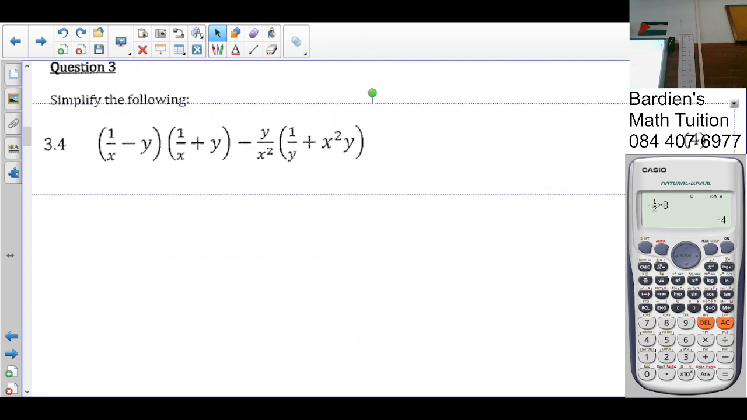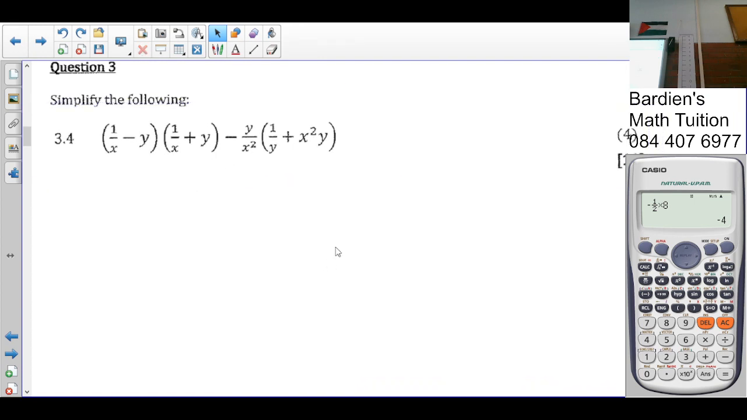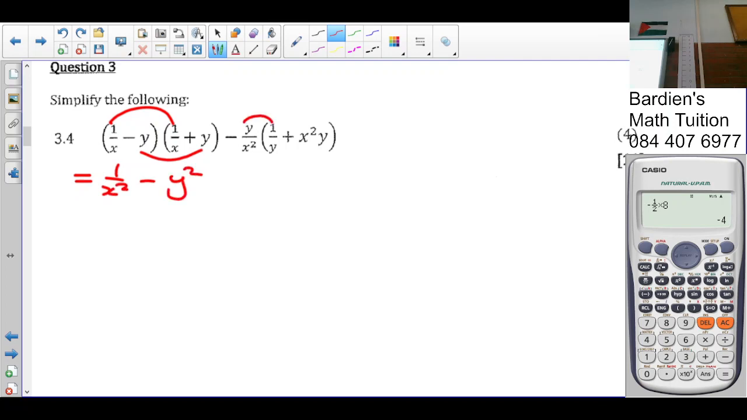Right, 3.4 for 4 marks, simplify. No common factor there. So, just get rid of the brackets. This is a conjugate pair. So you multiply the first and the last. The 1 over x times 1 over x, 1 over x squared. Negative y times positive y, negative y squared. Now we multiply that. So you got negative y over x squared times 1 over y.